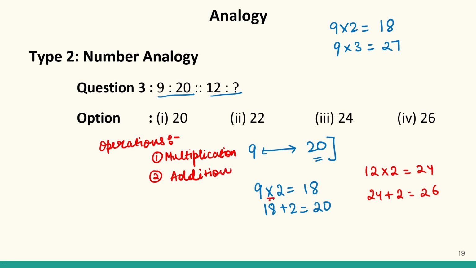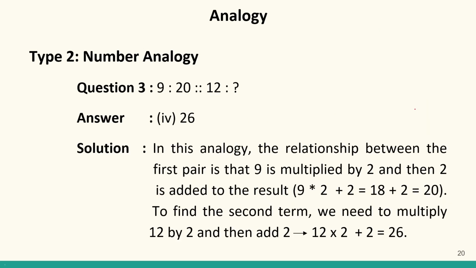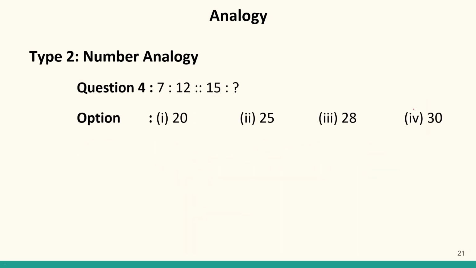So the first operation is that we are multiplying it by 2. And the second operation is that we are adding 2. So if we do the same thing for 12, our answer will be option number 4, that is 26. So the correct answer to this question is option number 4, 26. Now let us look at another question. In this question, we have to find the relationship between 7 and 12 to understand the relationship between 15 and the missing number. So if I multiply 7 by 2, I'll get 14.